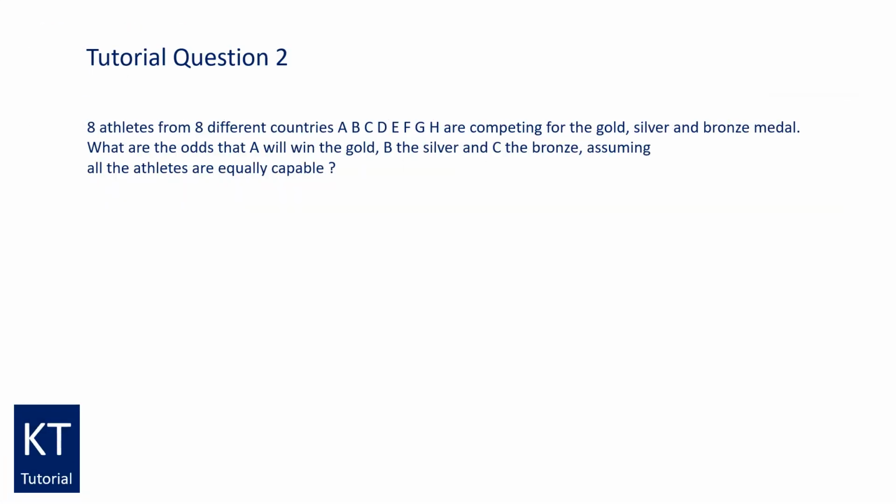Let's do a tutorial question on this. 8 athletes from 8 different countries A, B, C, D, E, F, G, H are competing for the gold, silver, and bronze medal. What are the odds that A will win the gold, B the silver, and C the bronze, assuming all the athletes are equally capable? Here, its permutation is 8P3, which calculates to being 336. This takes the odds to 1 out of 336.